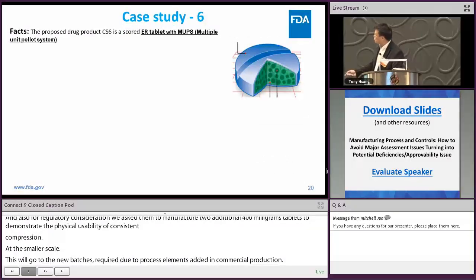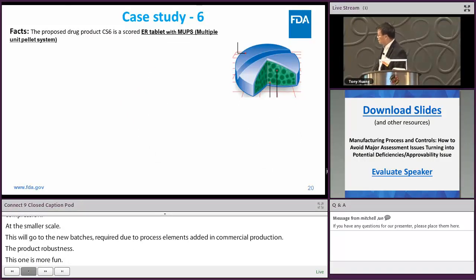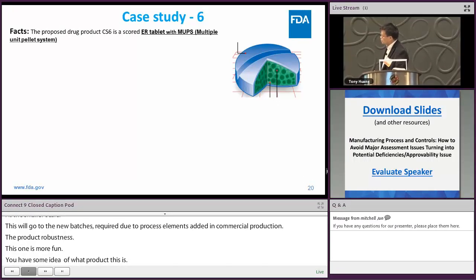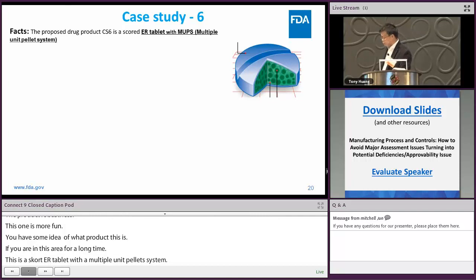I think some of you, when you see this picture, already have some idea of what product this is, if you were in this area for a long time. This is scored ER tablets with multiple unit pellets, compressed inside the tablets, and between the pellets there are some extra granular or extra pellets materials like the cushioning agent. For this one, they have something else that could cause the problem as well.